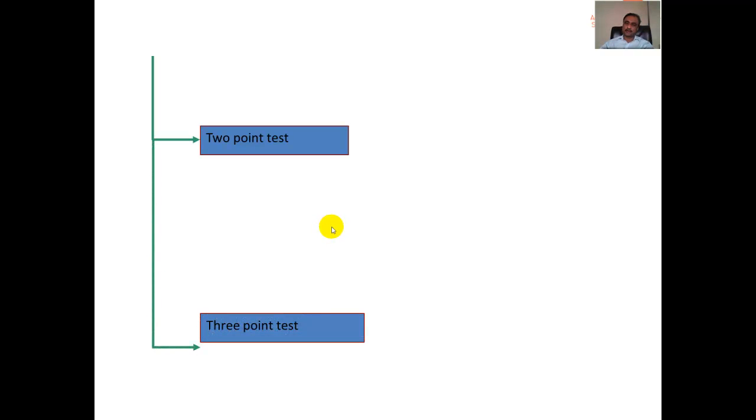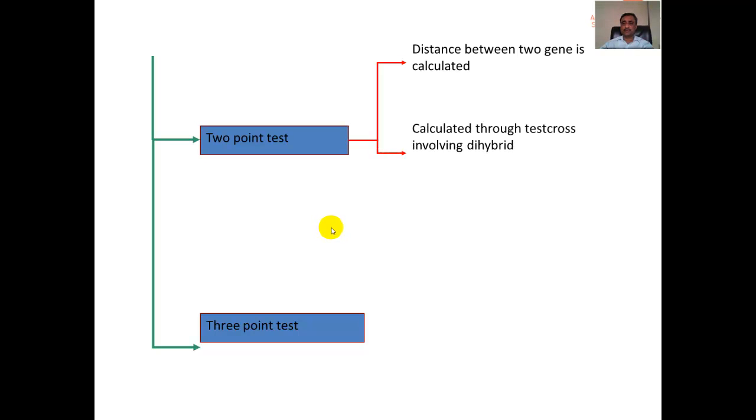So you see there are 2 types of gene mapping, what we call 2-point test or 3-point test. What is the meaning of point? Point means gene, nothing more than that. If I say 2-point test, what does it mean? That we can calculate only the distance between 2 genes. We cannot know the sequence of the 2 genes. Okay, and it is actually done by doing the test cross.